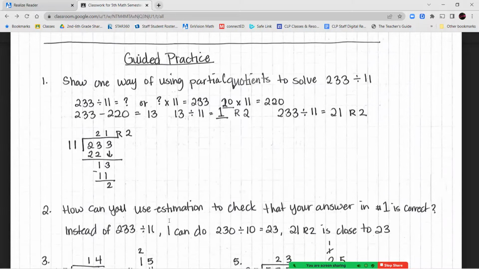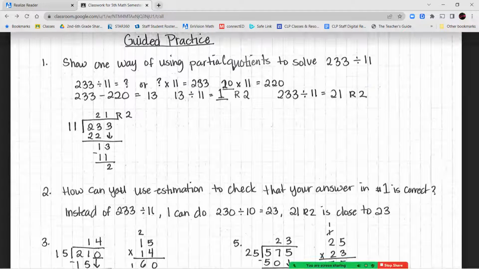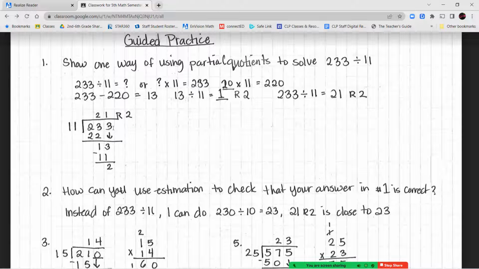All right, let's take a look at our guided practice. Number 1 says, show one way of using partial quotients to solve 233 divided by 11. So we're going to think 233 divided by 11 equals something, or something times 11 equals 233. So we know 20 times 11 is going to give us 220. So we're going to put 233 minus the 220 is going to leave us with 13. Now 13 divided by 11 is 1 with a remainder of 2. So 233 divided by 11 is going to give us 21 remainder 2.